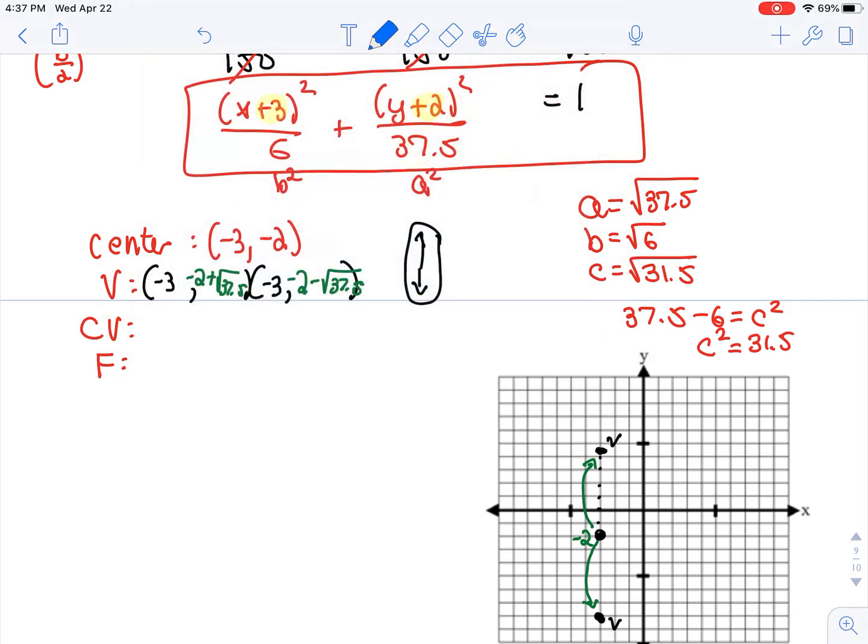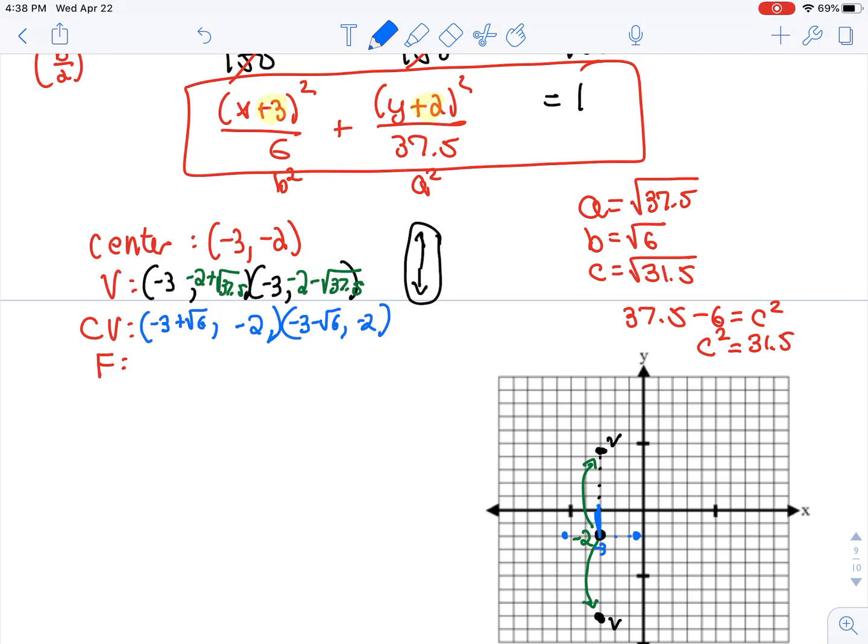Okay, my co-vertices, I'm going to be going left and right, the square root of 6, and the square root of 6 is approximately 2.4, so I'm going to go 1, 2, and 1, 2, and I'm going to plot those points. When you're naming these ordered pairs, notice that these 2 points are going to have the same y value, so these are both going to have a y value of negative 2. So then you have to look at that x value. The x value here was at negative 3. I was at negative 3 and I added root 6. Then I was at negative 3 and I subtracted root 6.